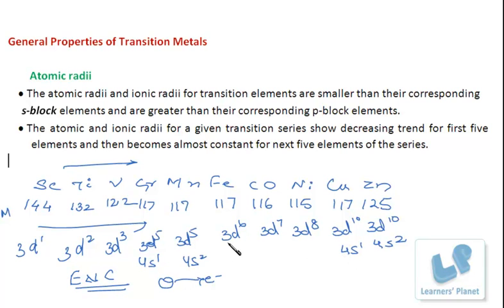Due to this pairing up of electrons, the screening effect increases. The screening effect means the reduction in the force of attraction between the nucleus and the outermost electron. Why? Because of the inter-electronic repulsion. You must have studied about this in your previous class, in the periodic classification of elements.